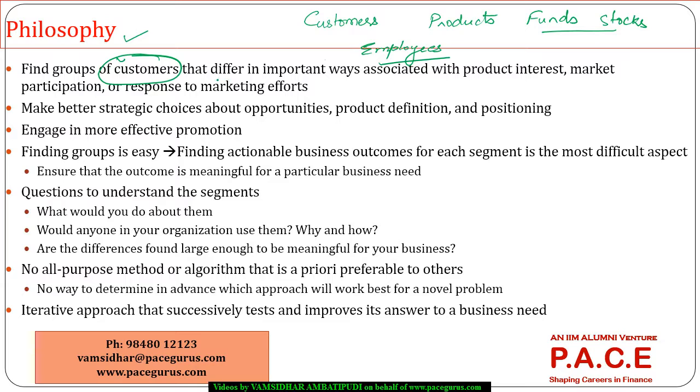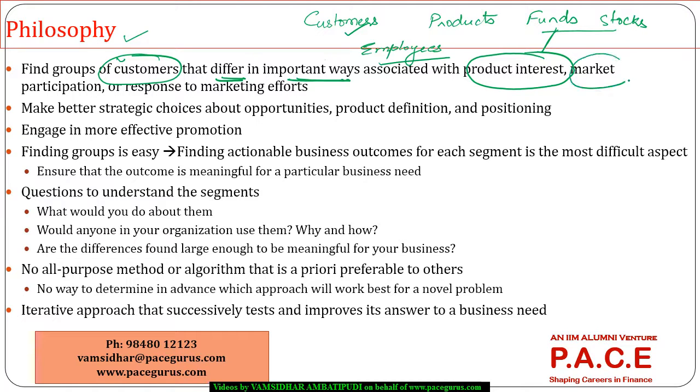where the groups actually differ in some important ways. I can understand that there is a significant difference that should come across the groups in many important ways that are associated with my business. Either it could be with respect to product interest: this set of customers will like this particular product versus this set of guys will not like. This set of funds will generate more return versus this set of funds which do not.